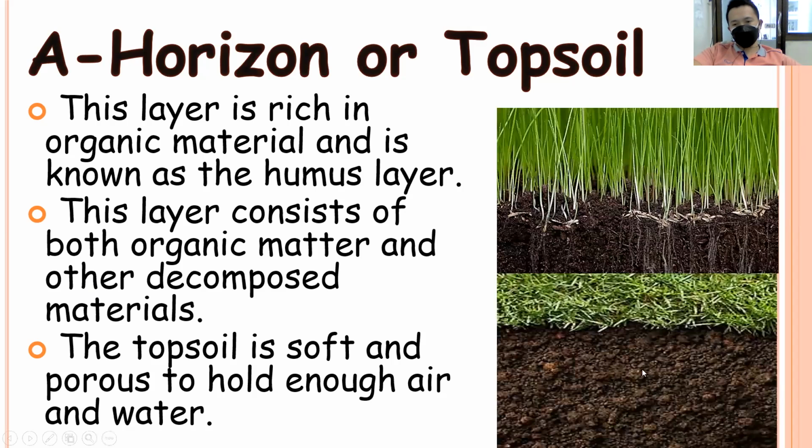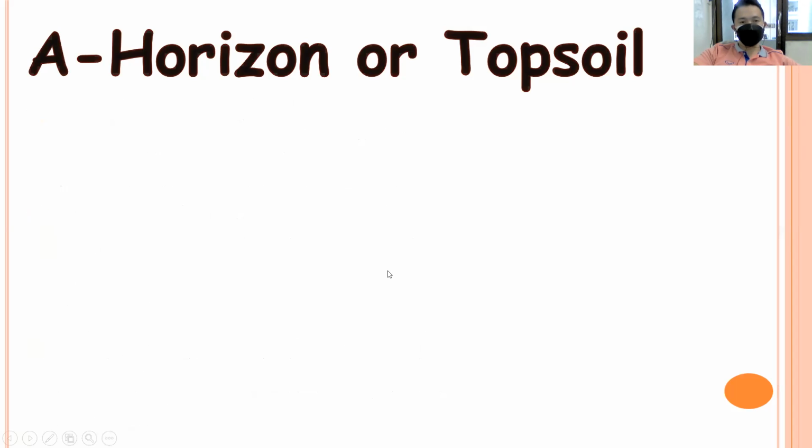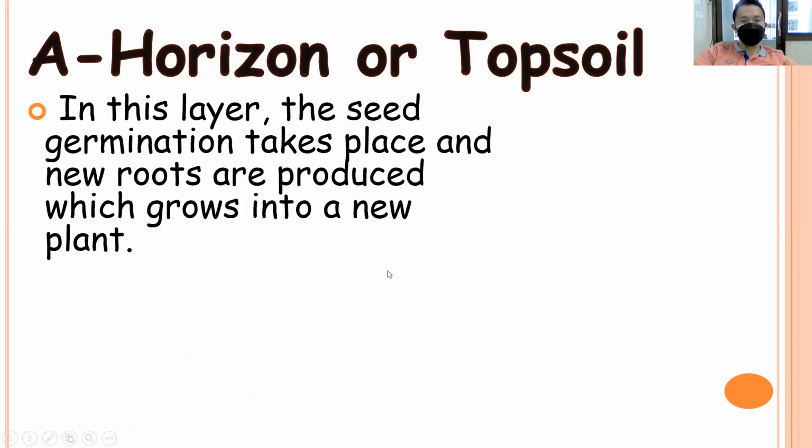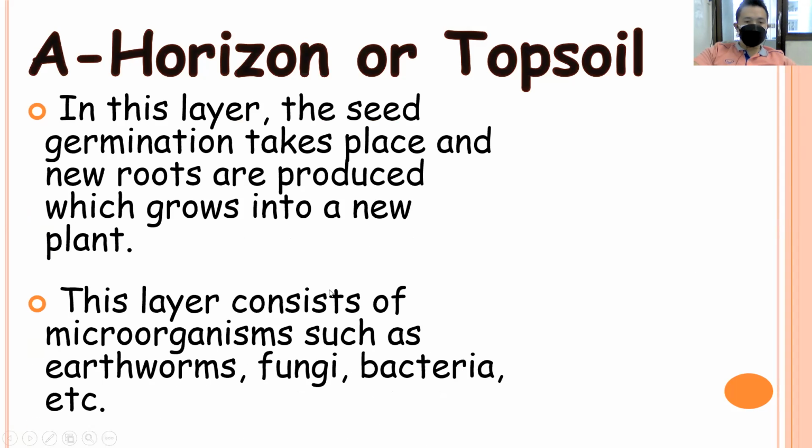So look at that. This is the topsoil, which is the A horizon. Almost the same with the O horizon. Next, we have here in this layer the seed germination takes place, and new roots are produced, which grows into new plant. So look at the definition. This layer consists of microorganisms such as earthworms, fungi, bacteria, and etc. So you can see those things or living organisms that live in this soil, topsoil.